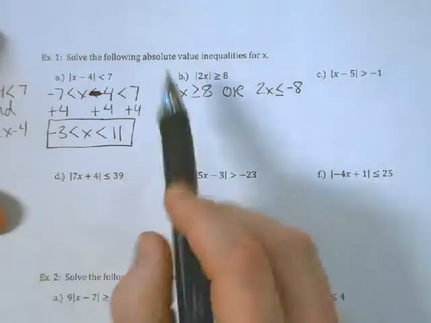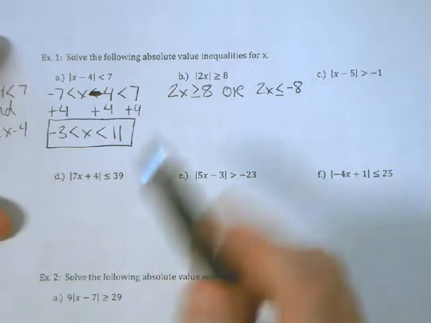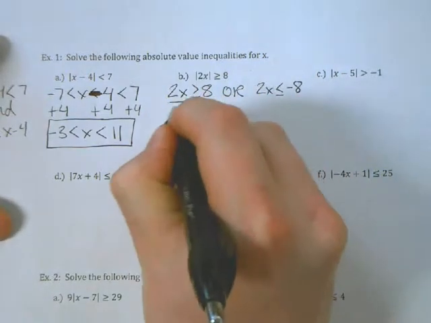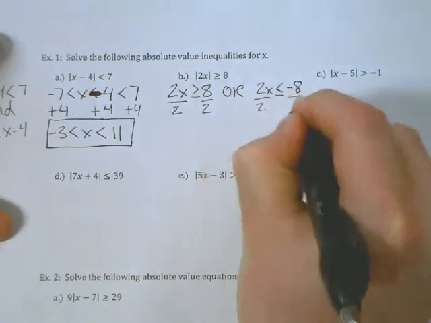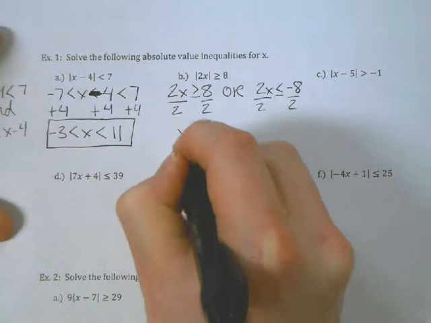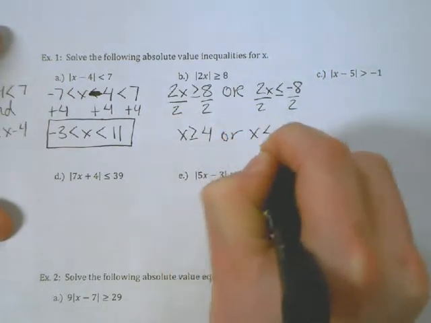And then when you get to this point, you solve just like you normally would. You divide by 2, divide by 2, and you get x is greater than or equal to 4, or x is less than or equal to negative 4.